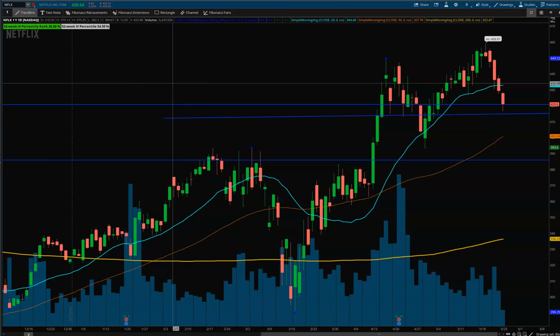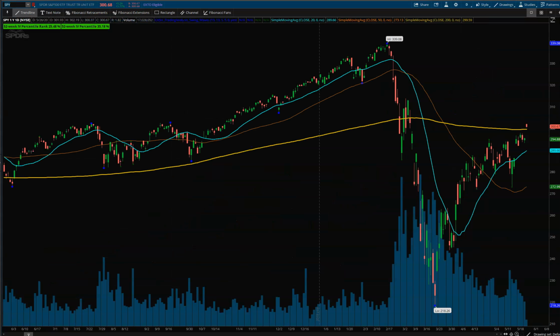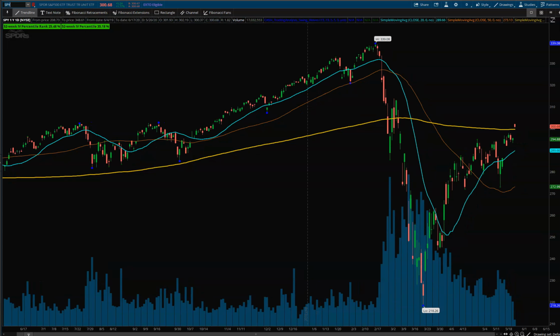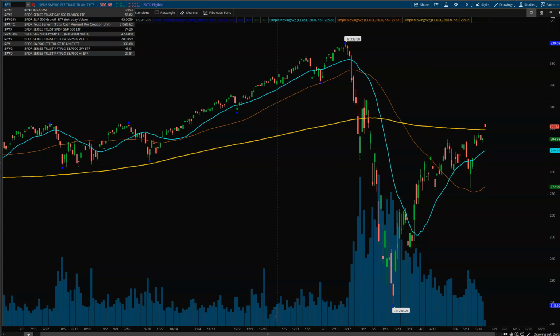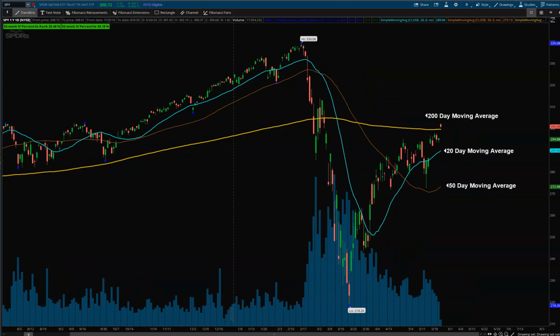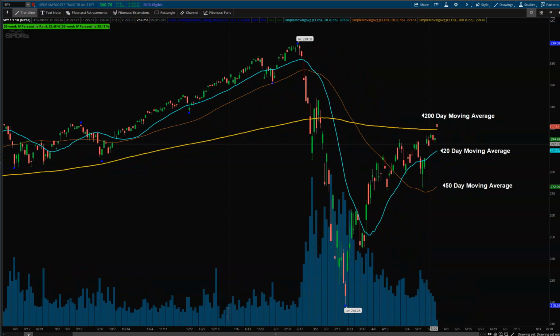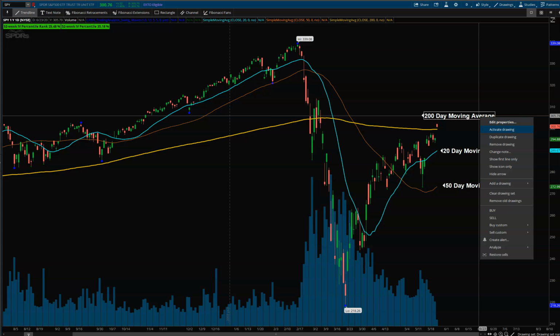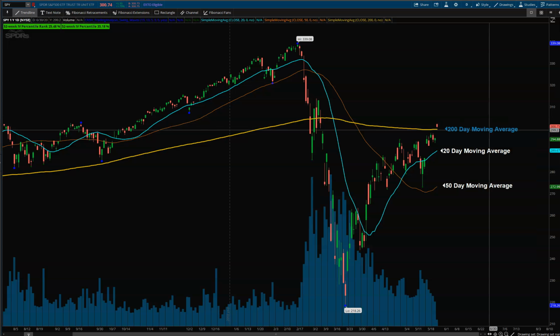Now, the last thing we'll show is the S&P 500 exchange traded fund. And one of those key things as we talk about moving averages as a topic is our 200 period moving average, which is denoted here, and is considered one of those deciding lines to determine if we are in a bullish trend or in a bearish trend.